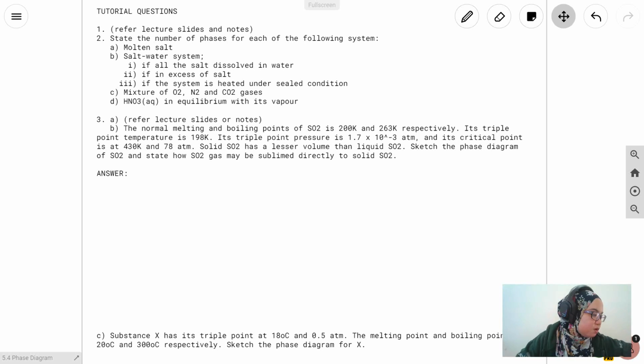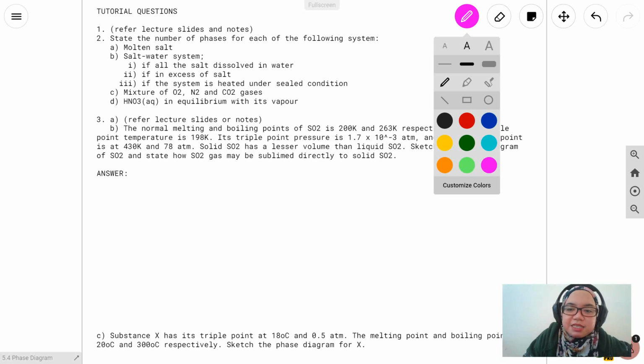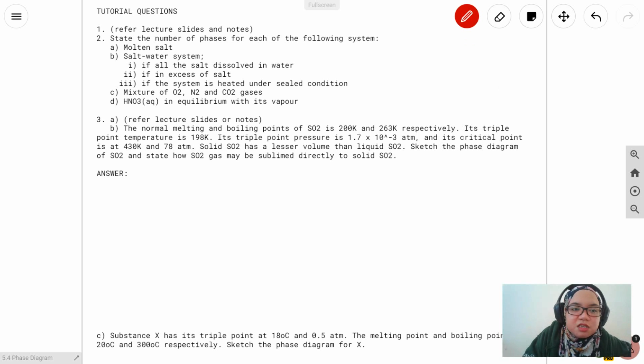Question 1 asks you define phase. Okay, define phase ni boleh tengok dekat dalam lecture slide ataupun notes dalam video ni. Okay, and then soalan nombor 2. Dia kata state the number of phase for each of the following system. Okay, molten salt. Okay, molten salt ni maksudnya salt yang dah dicairkan. So, kalau salt tu dah dicairkan, agak-agak apa phase yang exist dekat molten salt ni? Ada berapa fasa? Ada satu fasa saja, betul? Apa dia? Liquid phase lah kan, betul?